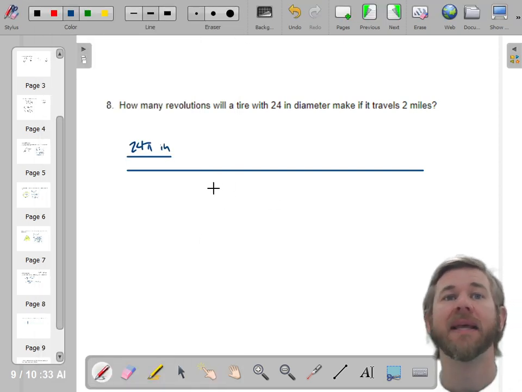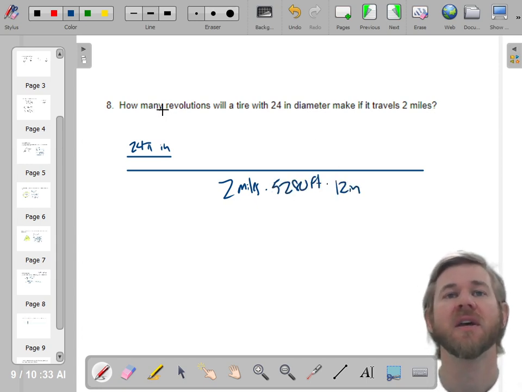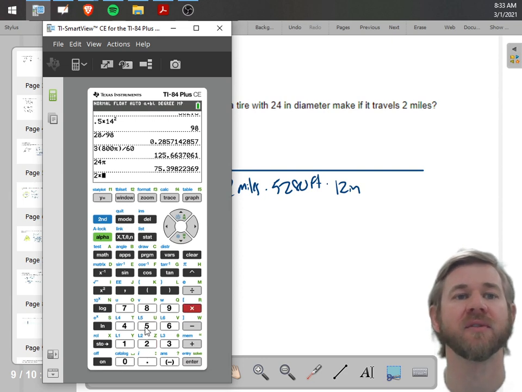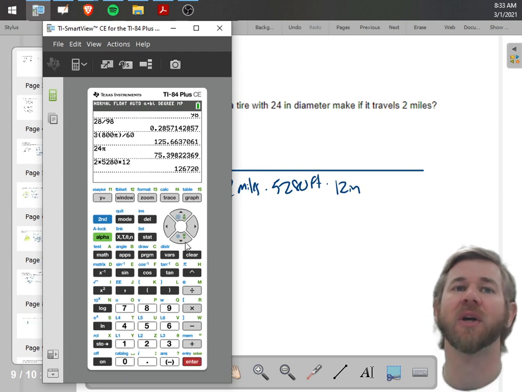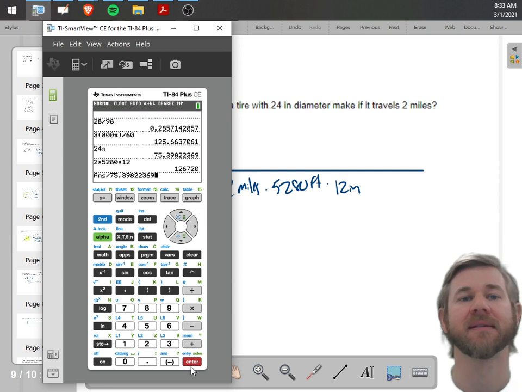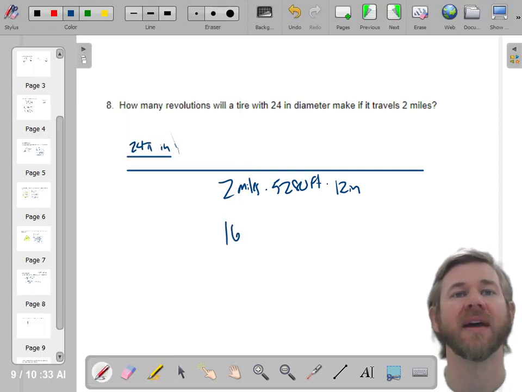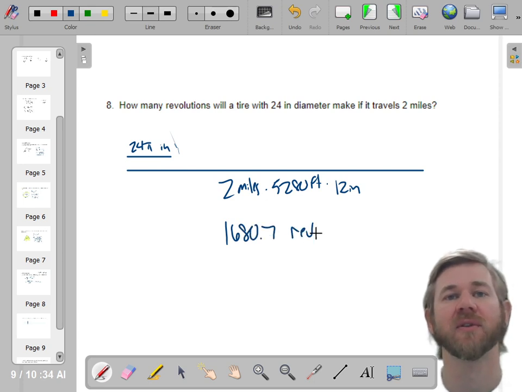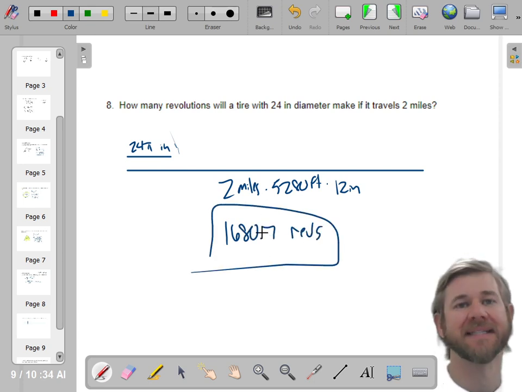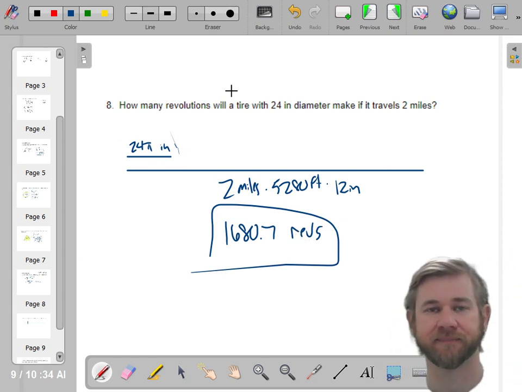Well, how far do you have to go? You have to go 2 miles, and each mile is 5,280 feet, and each foot is 12 inches. So we're going to say 2 times 5,280 times 12. That's how many inches we're going, and we're going to divide by how many inches each revolution is. And I'm going to get 1,680.7 revolutions. So it's going to take 1,680.7 revolutions to cover that distance.